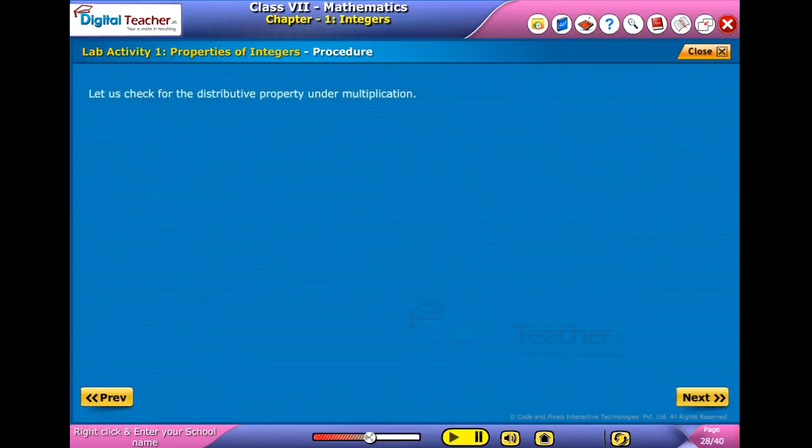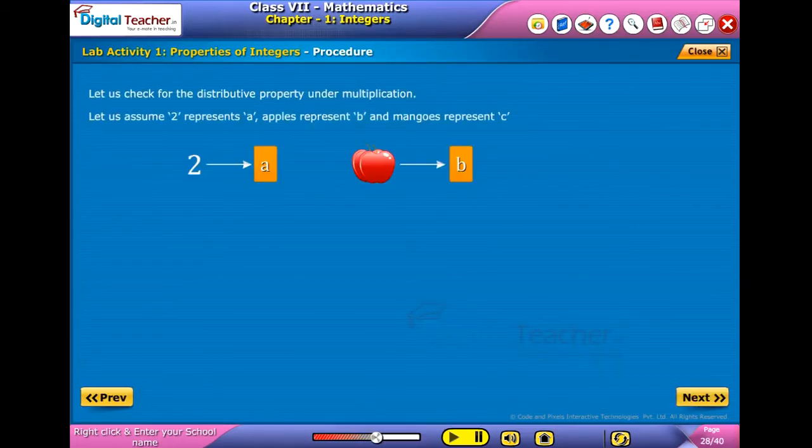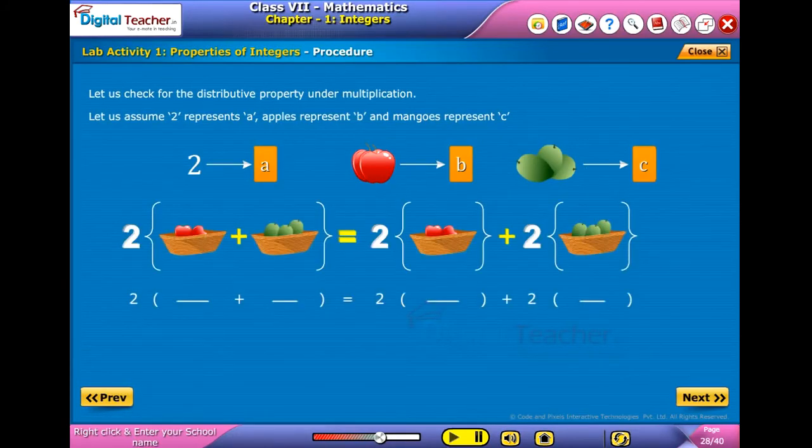Let us check for the distributive property under multiplication, and mangoes represent C. The correct numerical values of the mangoes and apples are noted in the given fields.